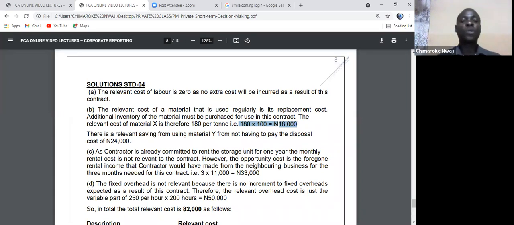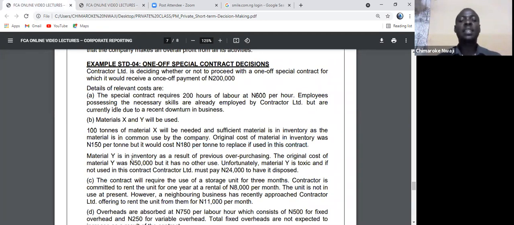All right. So let's read on for Y. Material Y is in inventory as a result of over purchasing. So that means they spent more money, they bought and over purchased Y. Okay, so that means it is available in store. Can you use it? Yes. The original cost of material Y was 50,000 naira. So all of Y is 50,000. So is that the cost you're going to use?